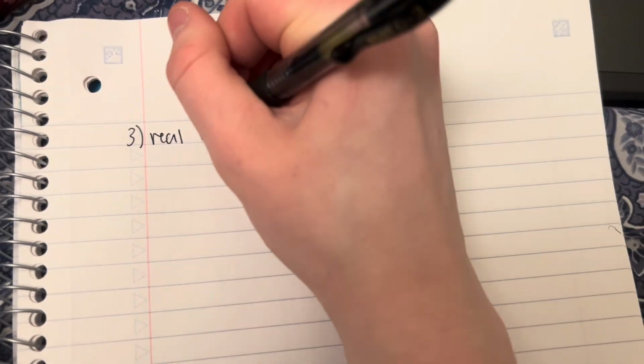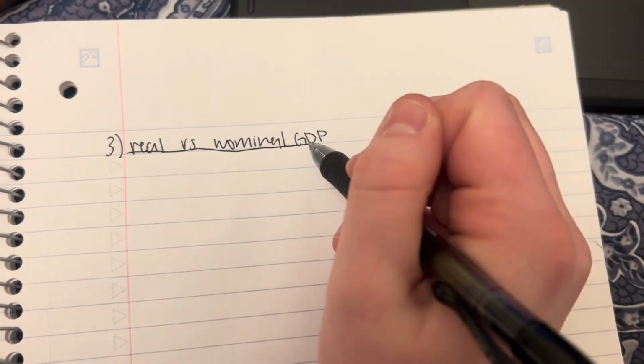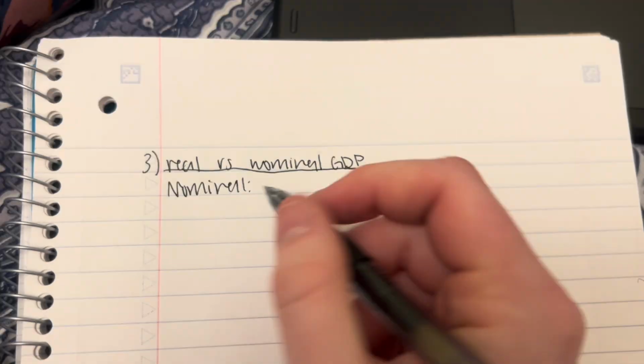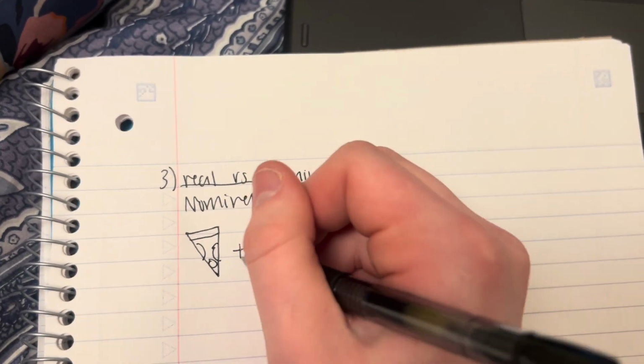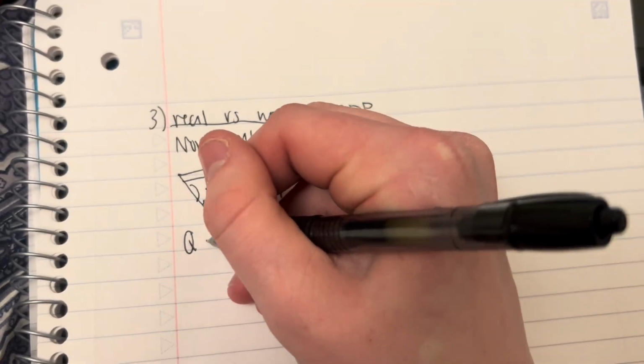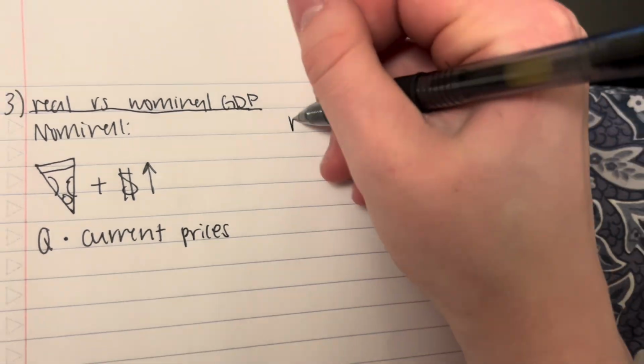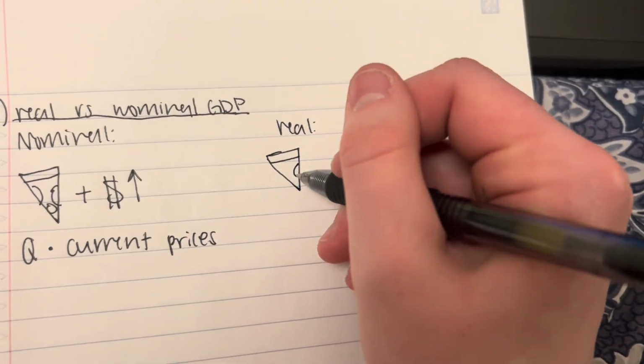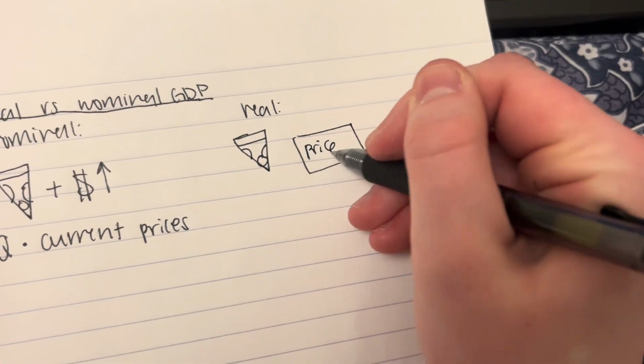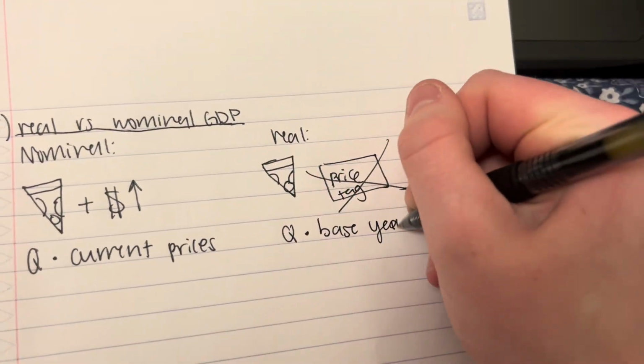Question 3 is asking to explain the difference between nominal and real GDP. Nominal GDP measures an economy's total output using current inflated prices, while real GDP removes inflation to measure true volume growth using current or constant base year prices.